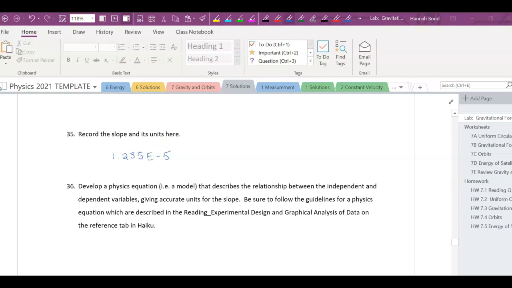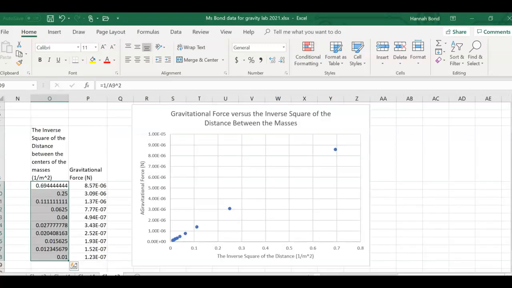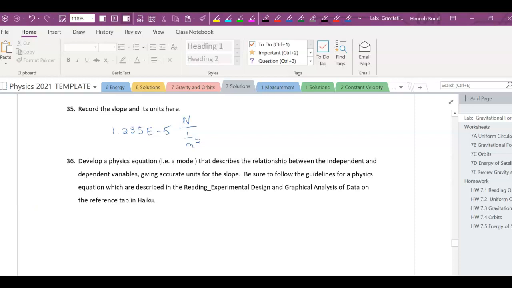If I look at my graph again, so I'm going to go back to the sheet that has my graph, the units of this slope should be newtons divided by 1 over meter squared, right? I had newtons on the y-axis and 1 over meter squared on the x-axis. And so now we could write a physics equation. Now my independent variable is the inverse square of the distance, and I'm going to call that 1 over r squared.